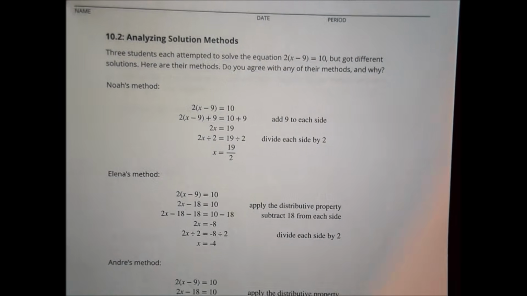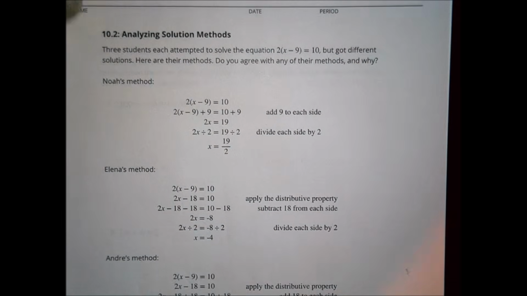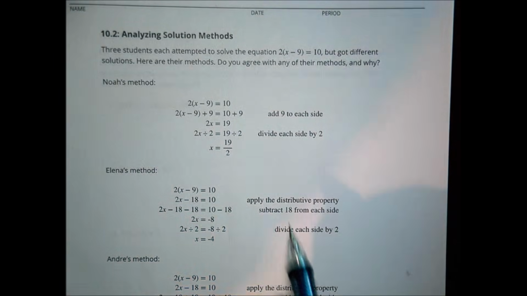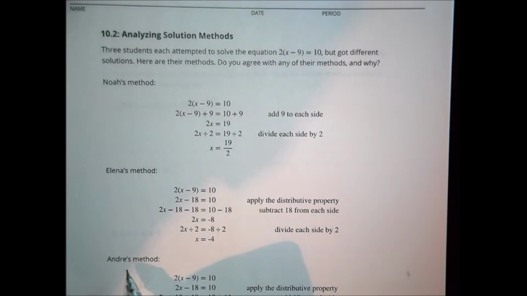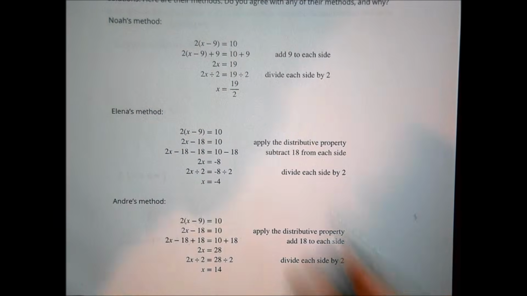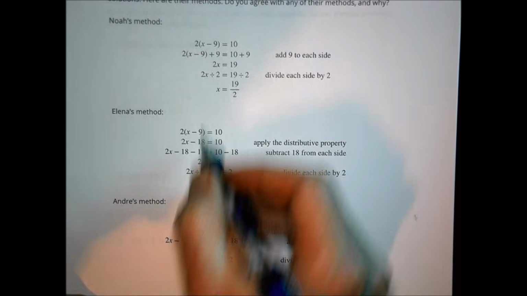Let's take a look at the next activity. In our next activity, we're analyzing different solution methods. This is a very important skill, to look for the precision and accuracy of a student's work, to see where they went right or where they went wrong. Here we have 3 different people: Noah, Elena, and Andre, and their methods for solving the same equation. When you quickly look at their solutions, you notice they each have a different solution. You have 19 over 2, -4, and 14, all for the same equation.